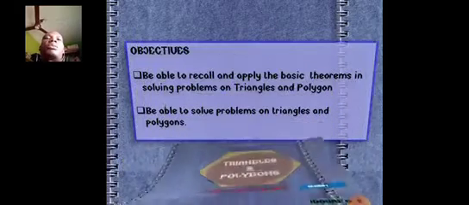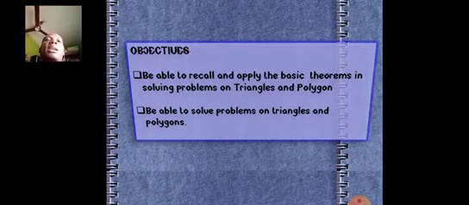In this session, we'll be discussing the topic triangles and polygon, problem-solving approach into it. What are those things that we need to gain at the end of this class? We should be able to recall the theorems, apply them appropriately, and apply them when solving questions.